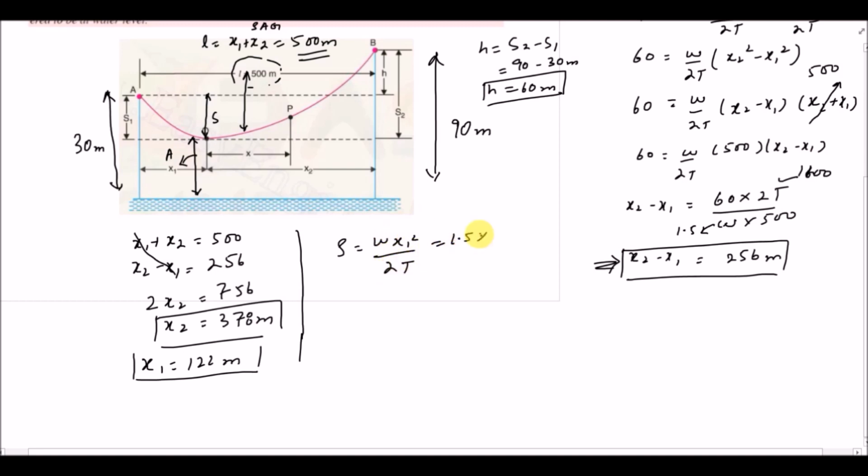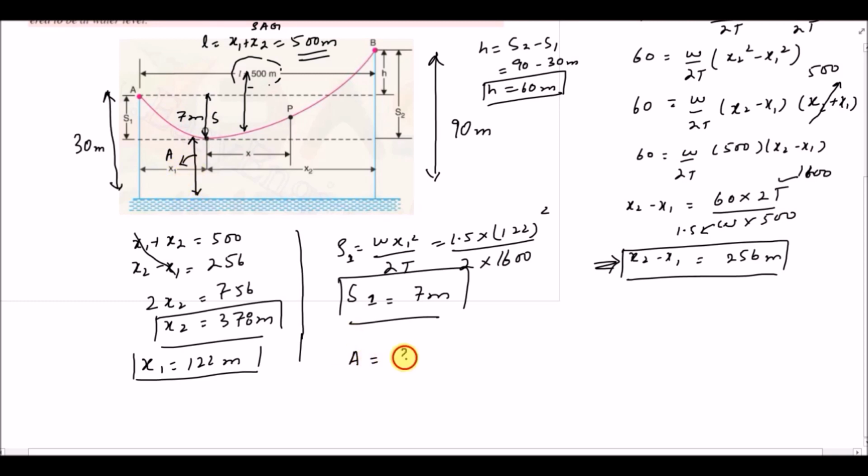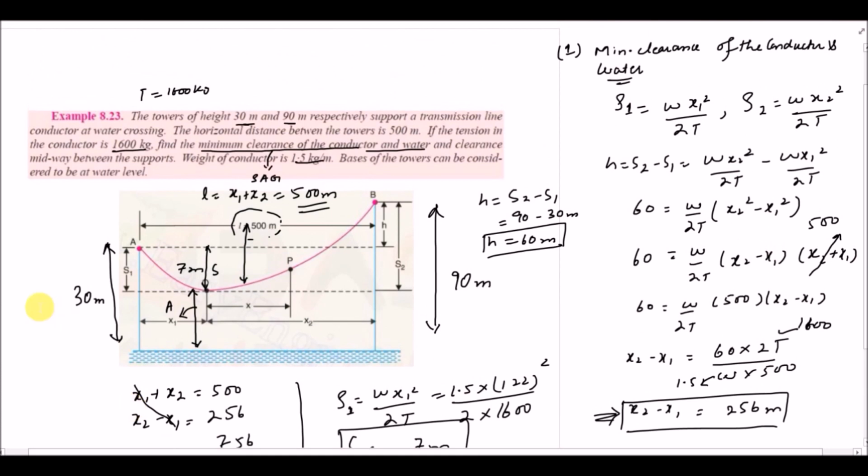W is 1.5, x1 is 122 square over 2 into 1600. So S1 will be equal to, this is S1 because we are using distance from the tower A, it is 7 meter, right? So now we know that this value S is actually equal to 7 meter. Now if I have to find A, so A will be equal to 30 meter minus 7 meter. So A is equal to 23 meter. So this was the first part of the question, in which we had to find the minimum clearance of the conductor and the water.